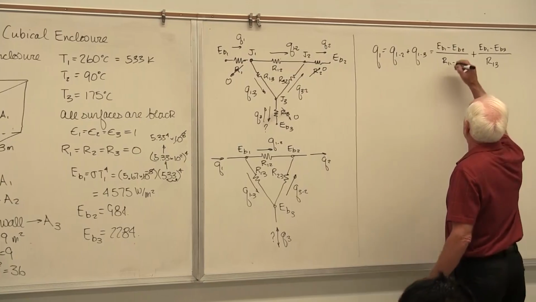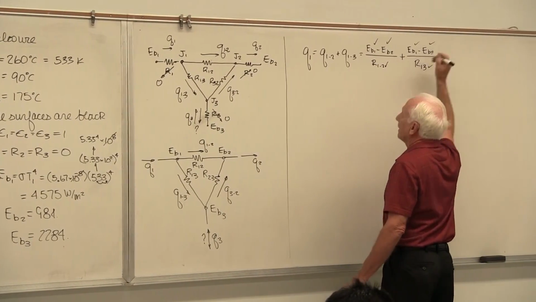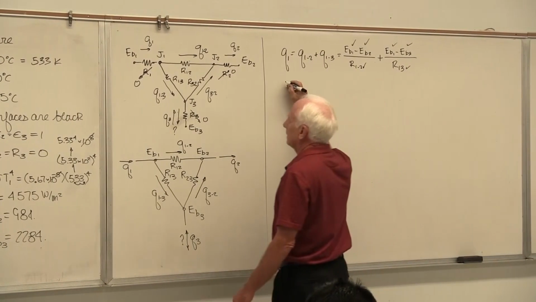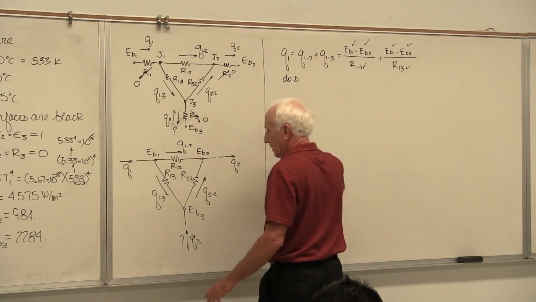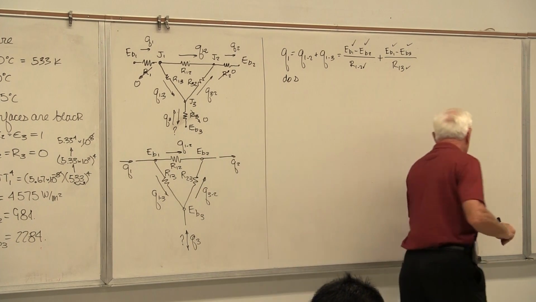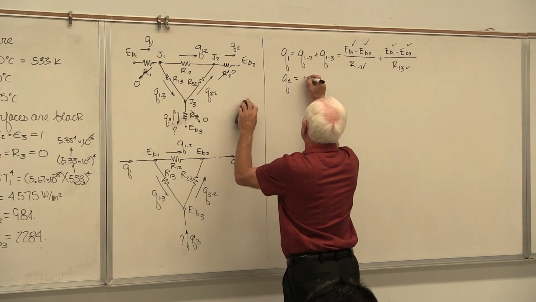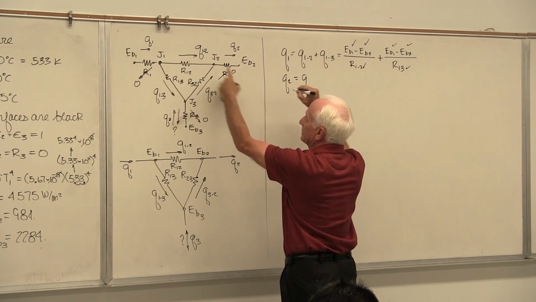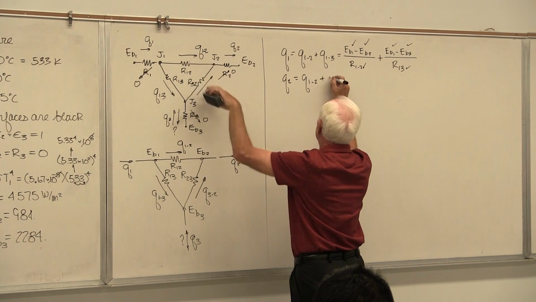Okay, what do I know? I know it. I can solve it. I can do the same. Well, I better put it down to show you. Q2 equals, here's Q2, it's going out. What comes in? Q12. What comes in? Q32.